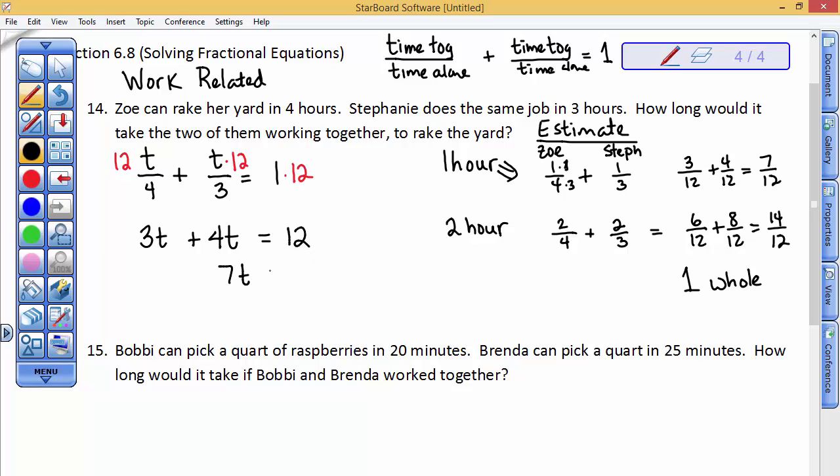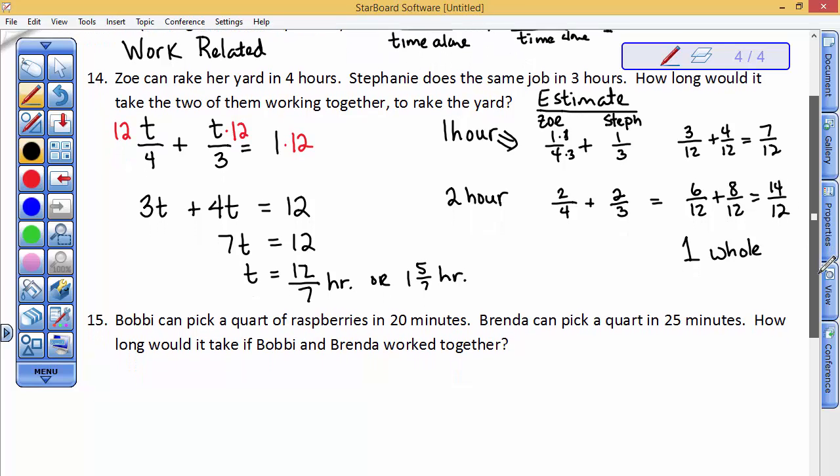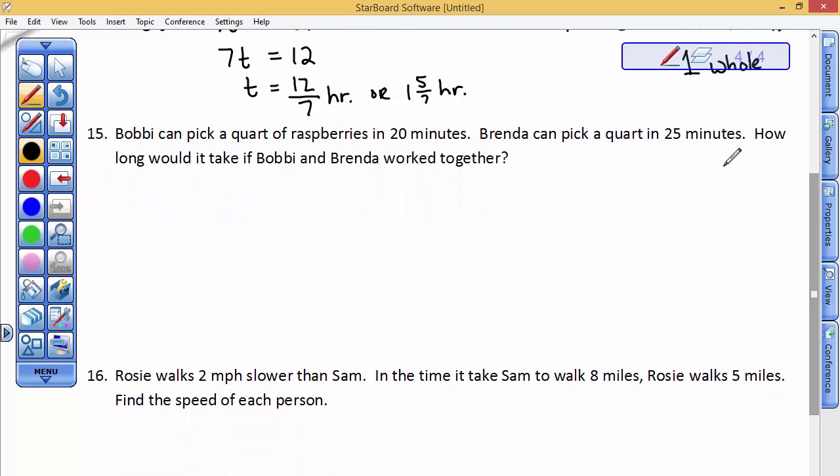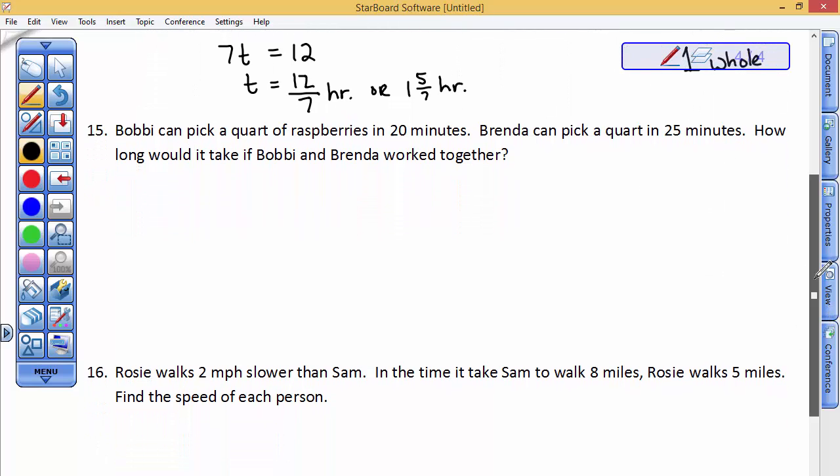And so finally, 7t on the left, and I'll divide both sides by 7, and it takes them 12/7 of an hour, or 1 5/7 of an hour. That kind of makes sense. We thought it was between 1 hour and 2 hours because they got too much done in the 2 hours. Let's do this again with Bobby and Brenda. How long would it take if Bobby and Brenda worked together?